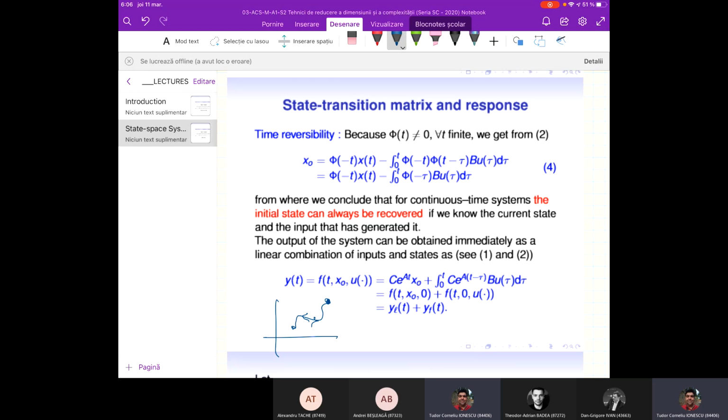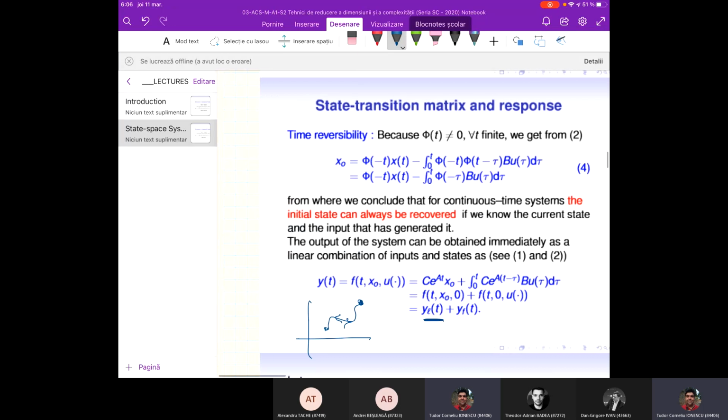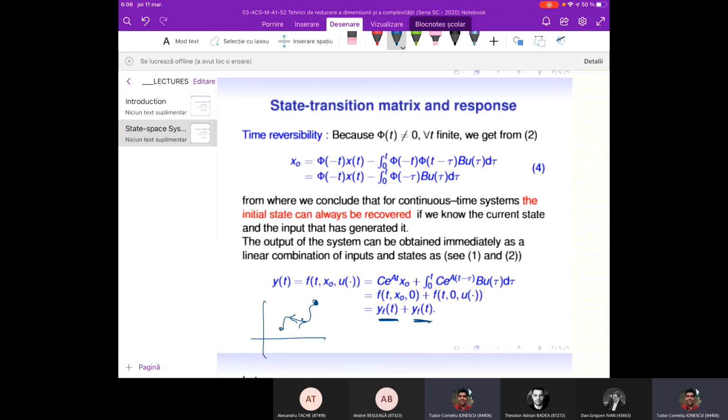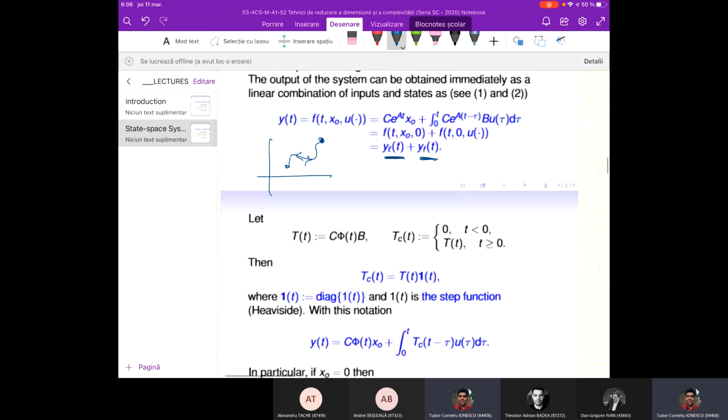The output is C exponential of At times the initial condition x0 plus the forced output. So this is the free output plus the forced output, which is the integral. And the C goes into the integral because C is a constant matrix. So if you have a free evolution plus a forced evolution, you also have a free output plus a forced output. You have both.